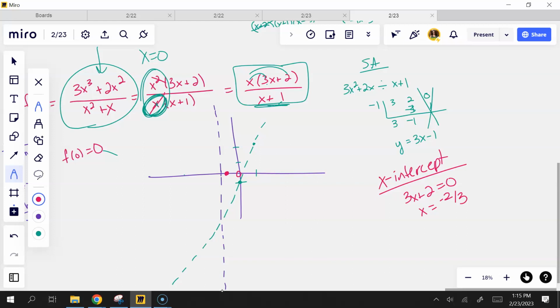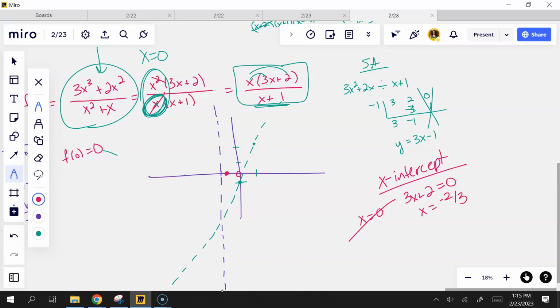But where does that equal 0? Well, that equals 0 at x equals 0 or at 3x plus 2 equals 0, but that doesn't count because that's a hole. If it cancels out top and bottom, it's a hole. All right. Y-intercept. Where's the y-intercept? It's 0. It's a hole, so I don't have to worry about it. So no y-intercept either because it's a hole.